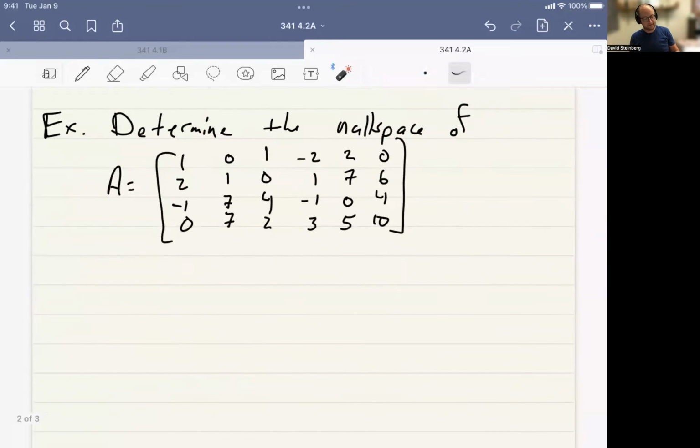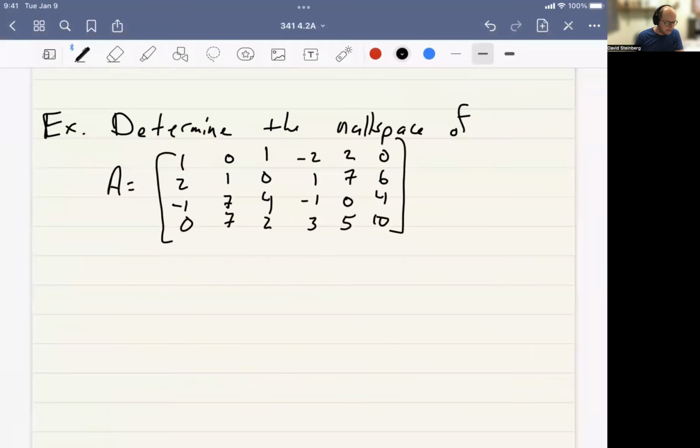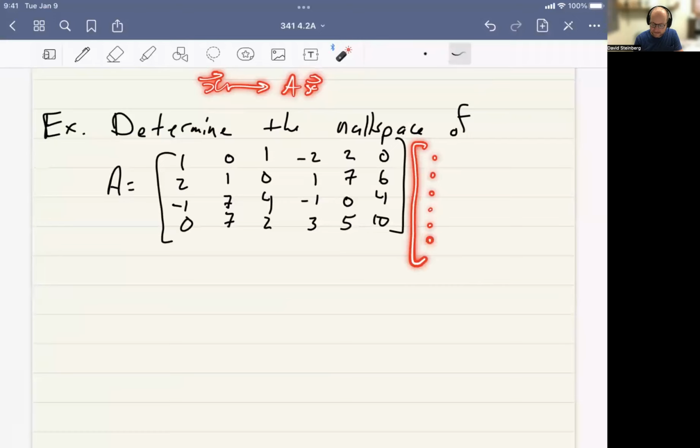Okay, as always, a concrete example will make this easier to understand. So we've got the null space of this matrix. Just as a tangent, if we were looking at a transformation that took x and mapped it to Ax, this would eat a vector in R6 and produce one in R4. So this is a transformation from R6 to R4.